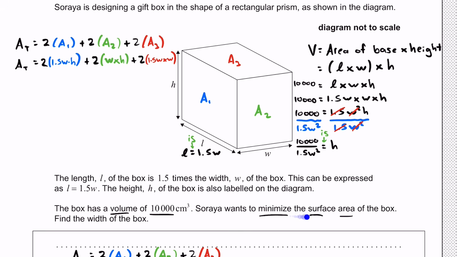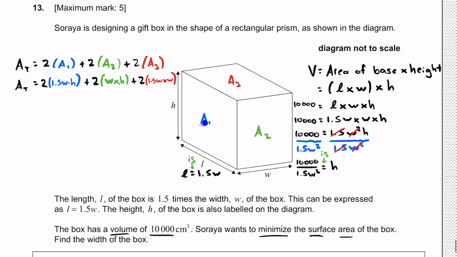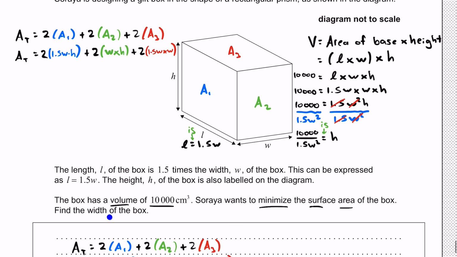When we started creating an equation for surface area by adding up each of these faces, 2 times A1, 2 times A2, 2 times A3, we saw that we had an equation in terms of L, W, and H. They also gave us this relationship between L and W. So whenever we saw an L, we could replace it with 1.5 W. And with that, we had an equation just in terms of W and H. Still, it was too much. We wanted, in the end, to have an equation just in terms of one variable, ideally in terms of width.